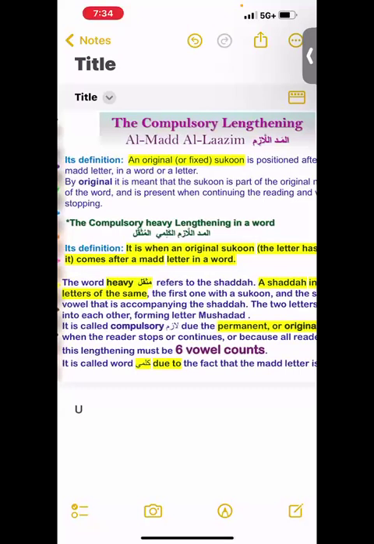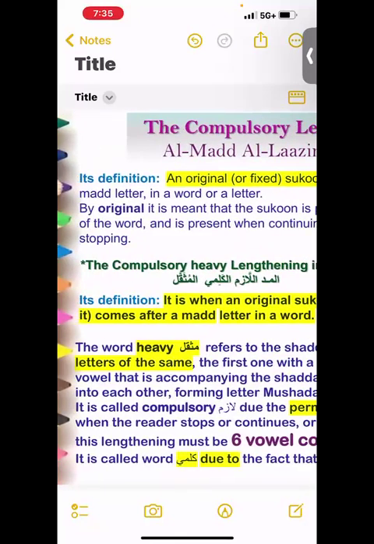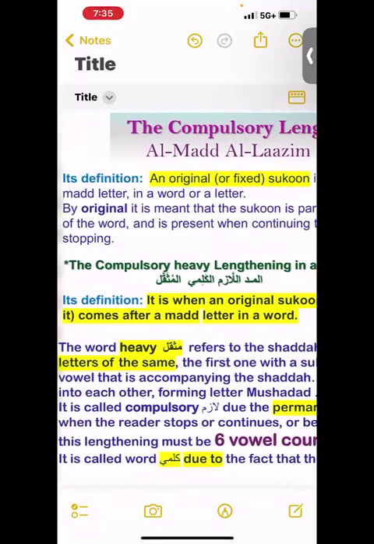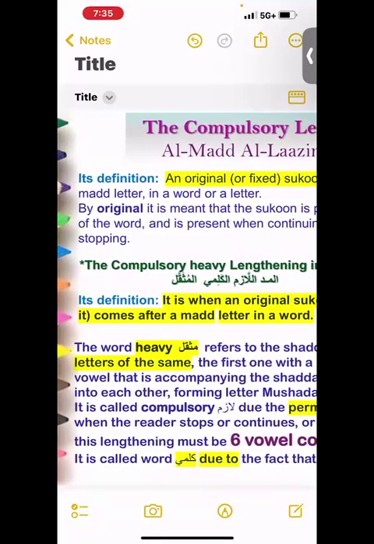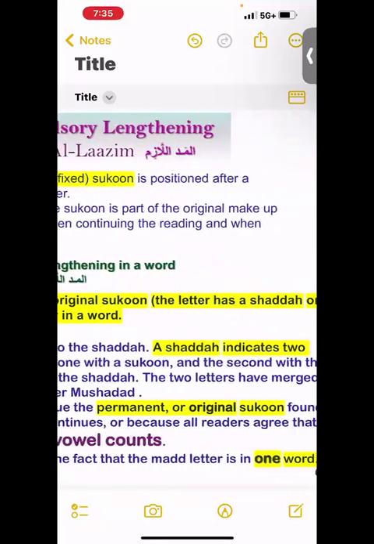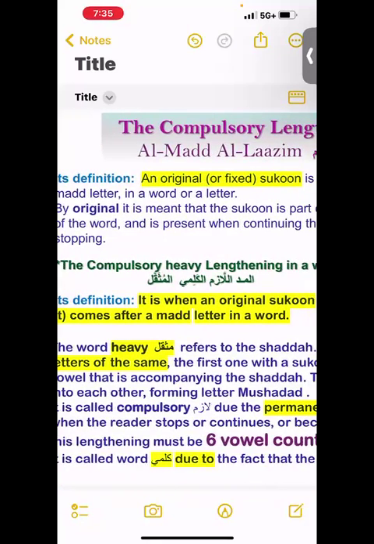Okay, now look at this. Al-Mad al-Lazim al-Kalimi al-Muthaqqal. Remember I said the mad is divided into two groups. Here we are going to talk about Al-Mad Lazim Al-Kalimi Muthaqqal. And what is its definition? It is when an original sukoon, the letter has a shadda on it, and it comes after a mad letter in a word.